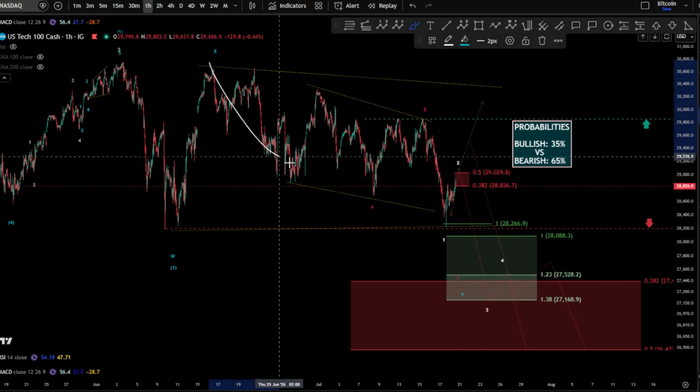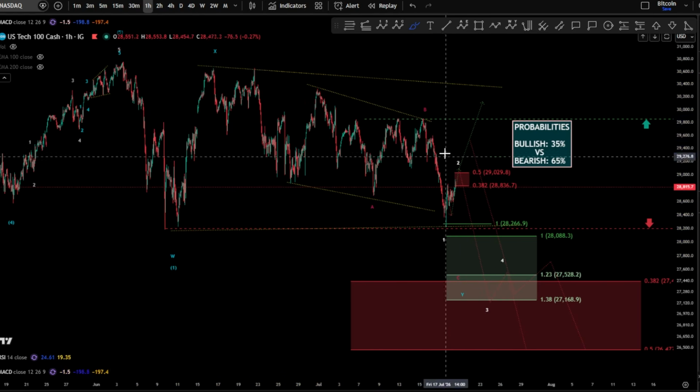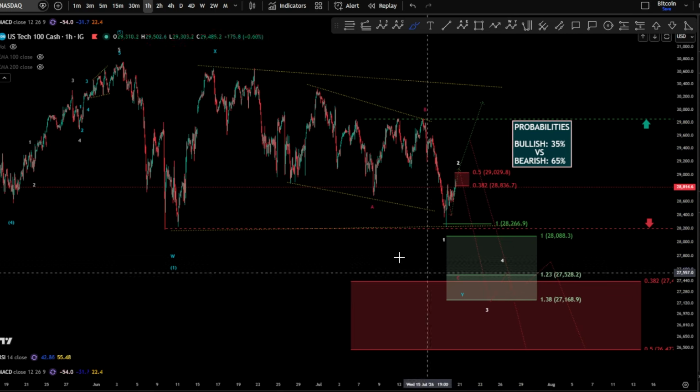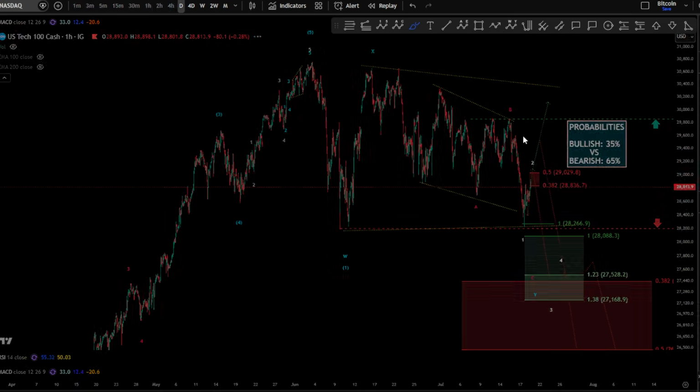The wave Y can be your A, B, and a C. The wave C is unfolding as a 1, 2, 3, 4, and a 5. This is a deep correction. Let's go to the macro level here.